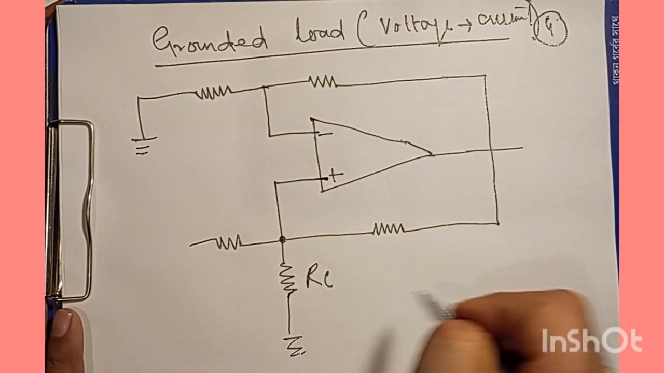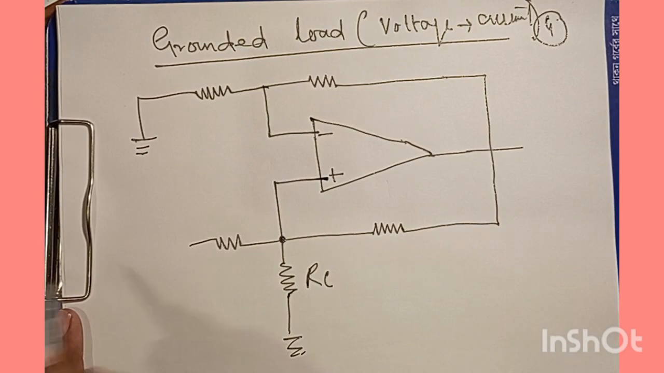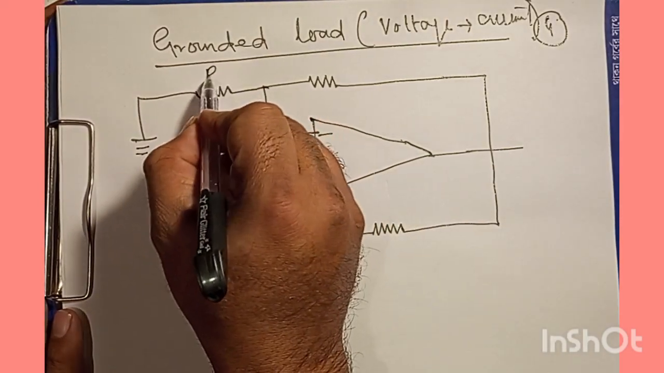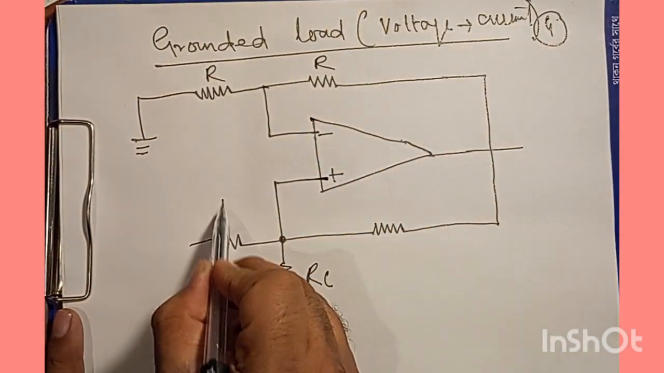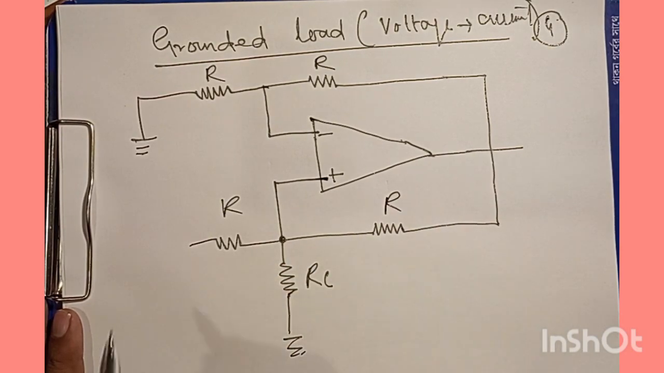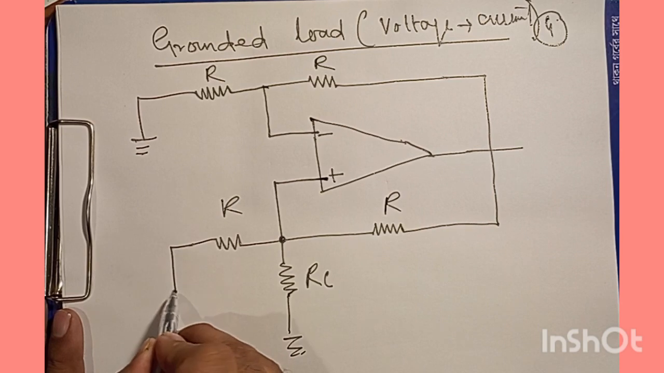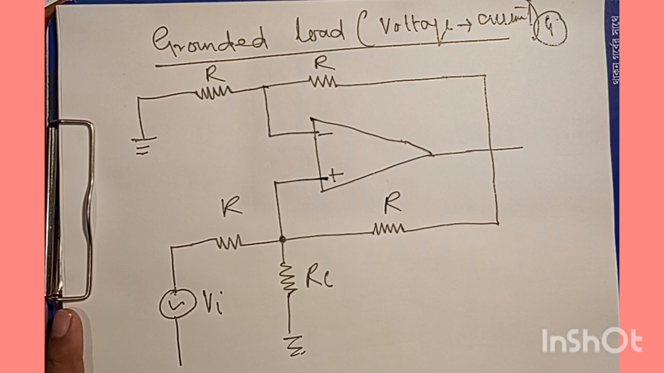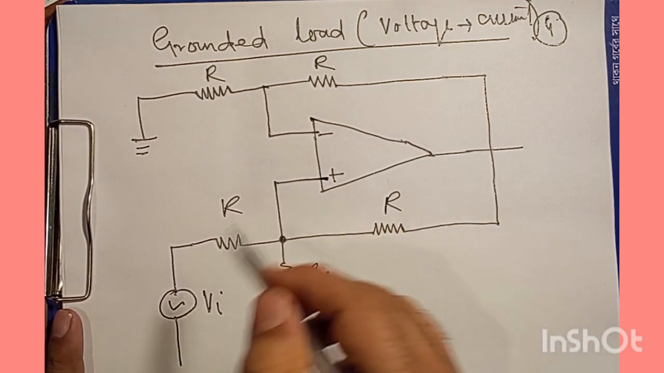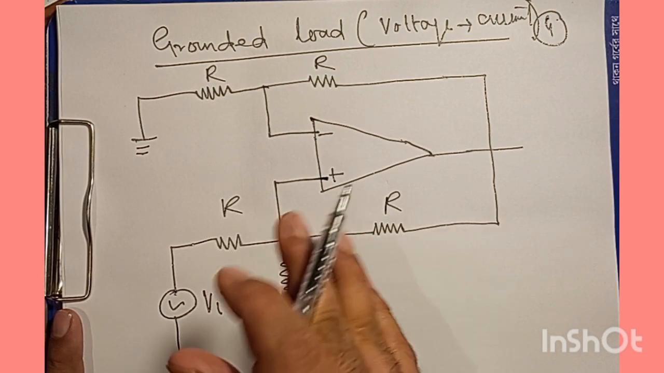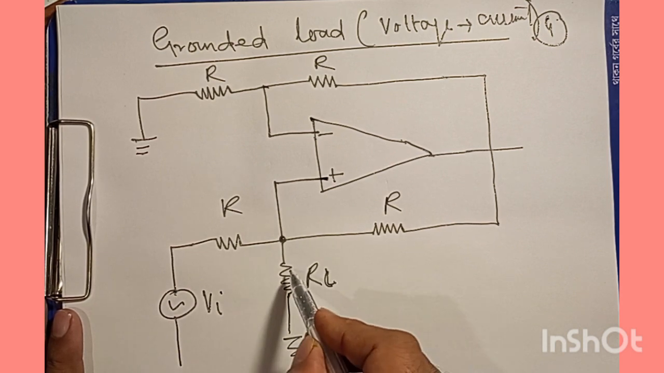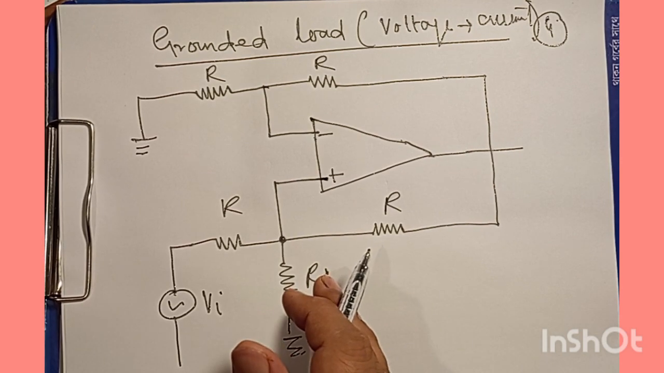Now the condition for this grounded load system is that all the resistances that we have here except this RL are equal. So this is R, this is R, this is R, this is R, and here we will provide the input voltage. So this is the circuit that can be used to convert voltage into the current by making use of grounded load. So here we can directly see that this load resistance is grounded.